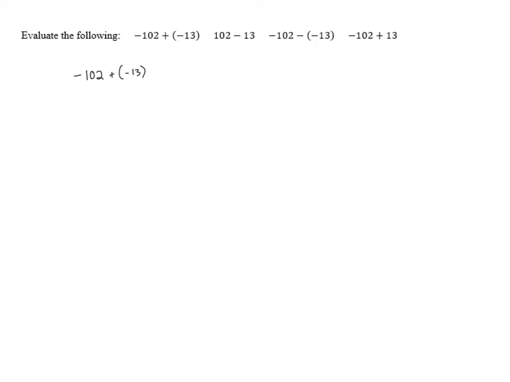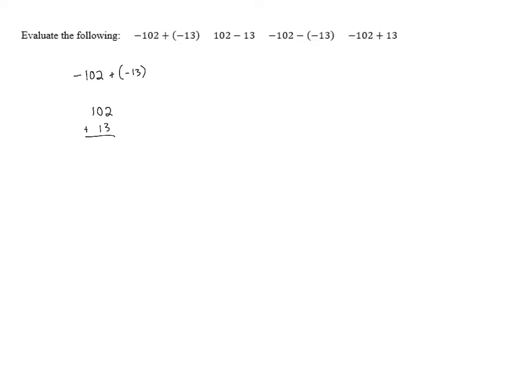This is an addition because it's got a plus in the middle, an addition sign, and so we need to add them. Now we're going to follow the rules for addition, and we know that when the numbers have the same sign, they're both negative, we take the sum, so we need to set up the sum, 102 plus 13.